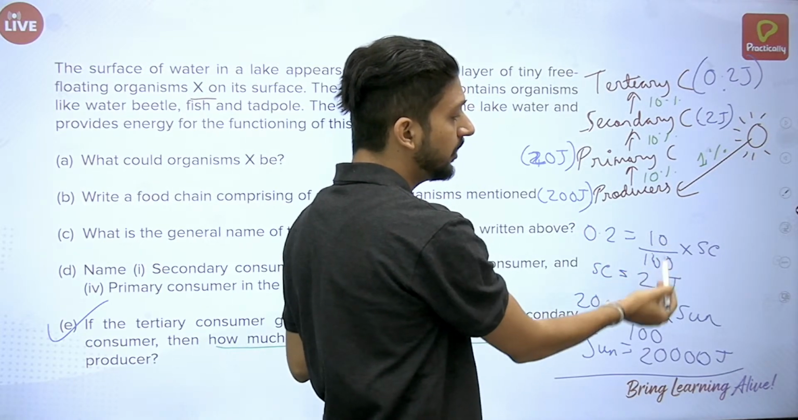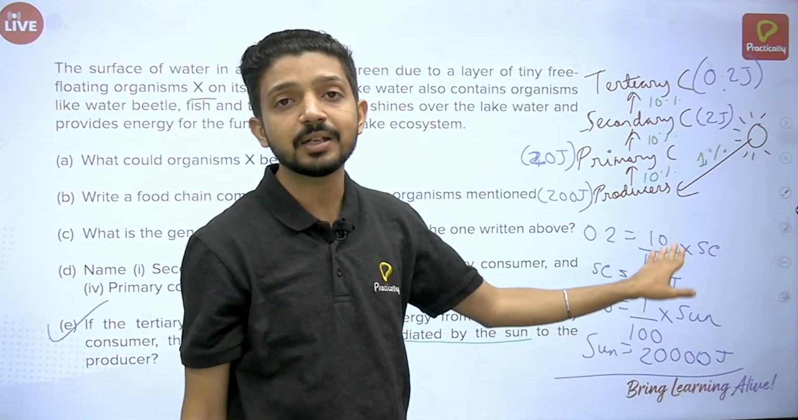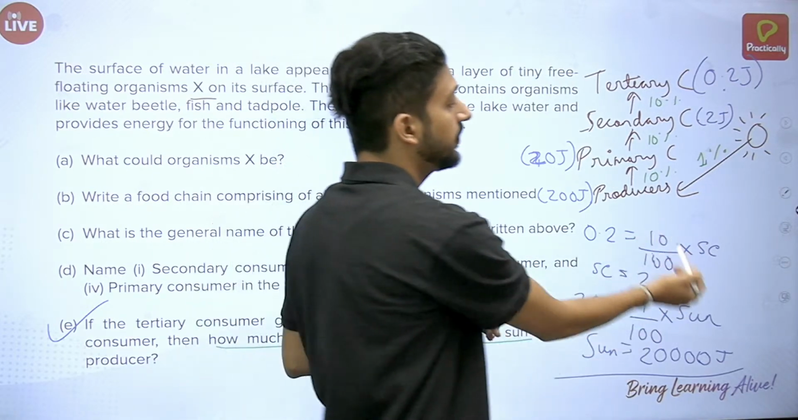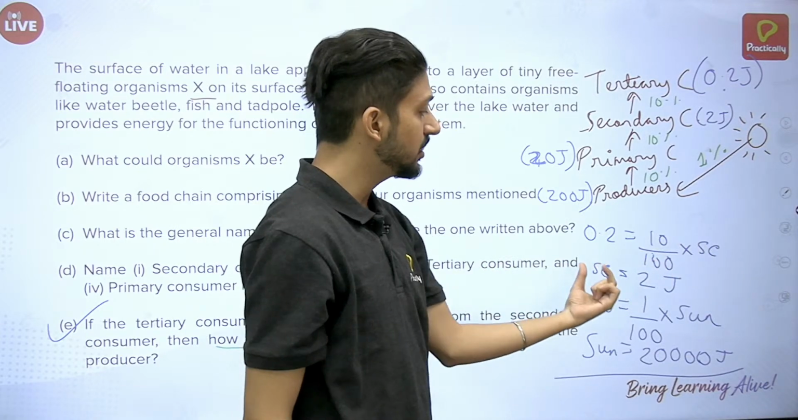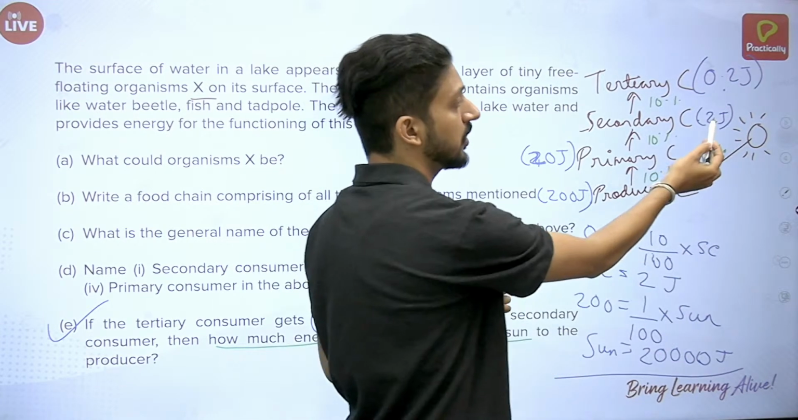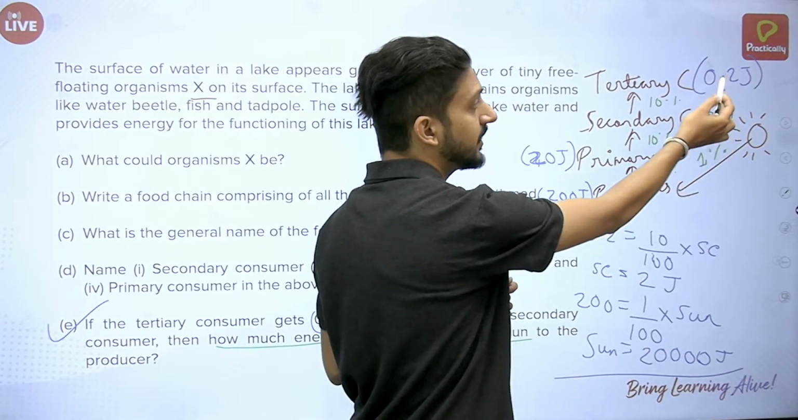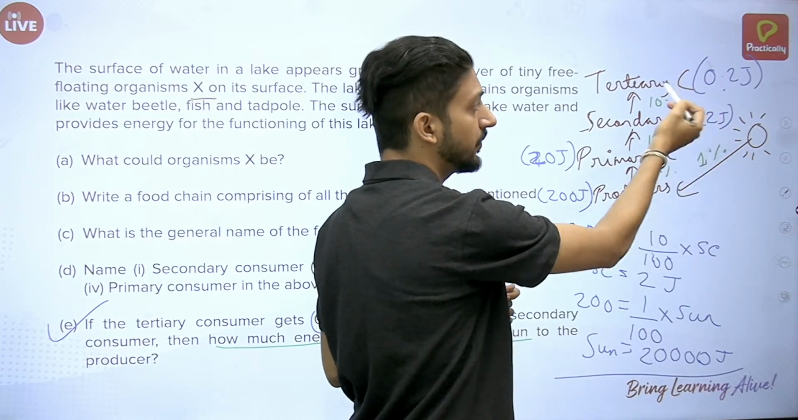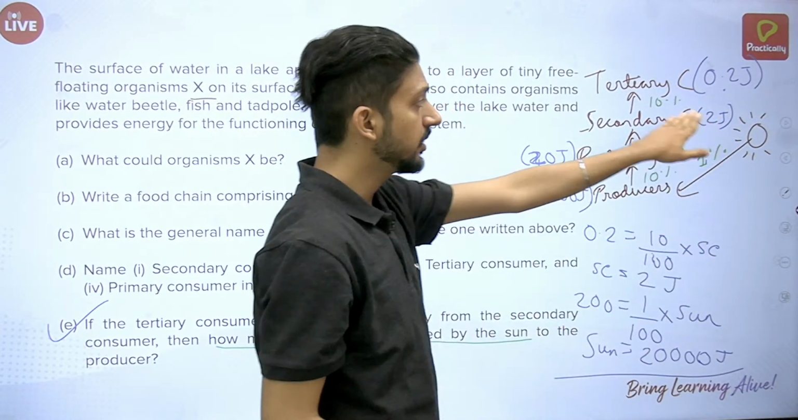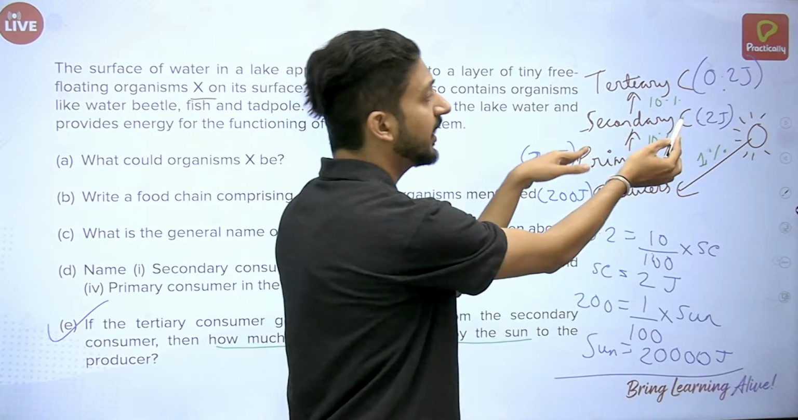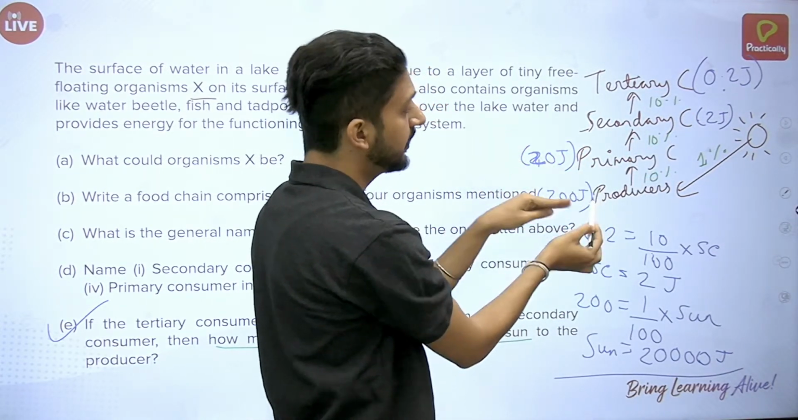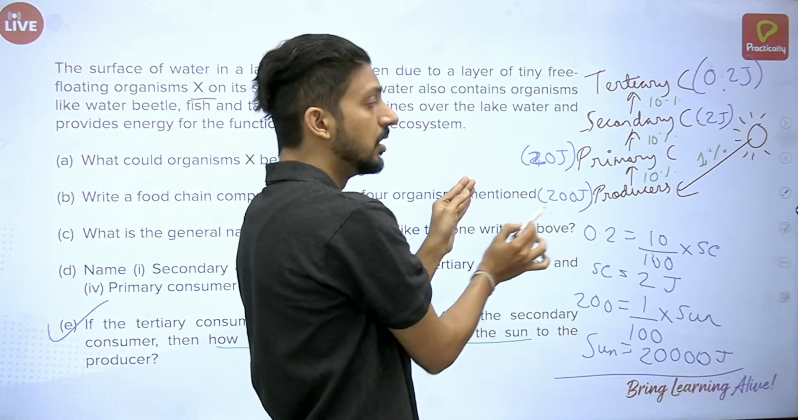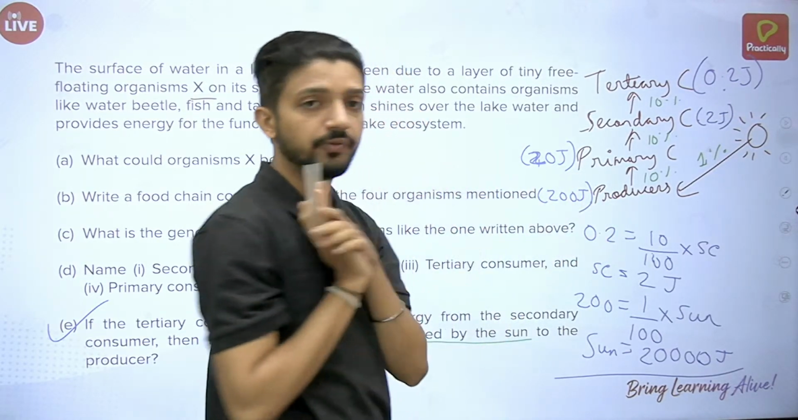0.2 is nothing but 10%. How do you write 10% mathematically? 10 by 100, of the energy received by secondary consumers. If you calculate this, you will get that the secondary consumer had 2 joules of energy. So basically it is 10 times that of the tertiary. Based on the same logic, primary consumers will have 10 times of this energy, that is 20 joule. And producers will have 10 times of this, that is 200 joules. So producers have 200 joules of energy.